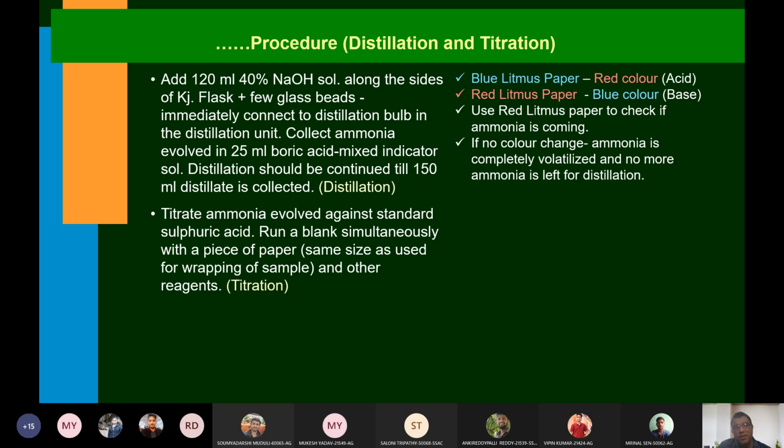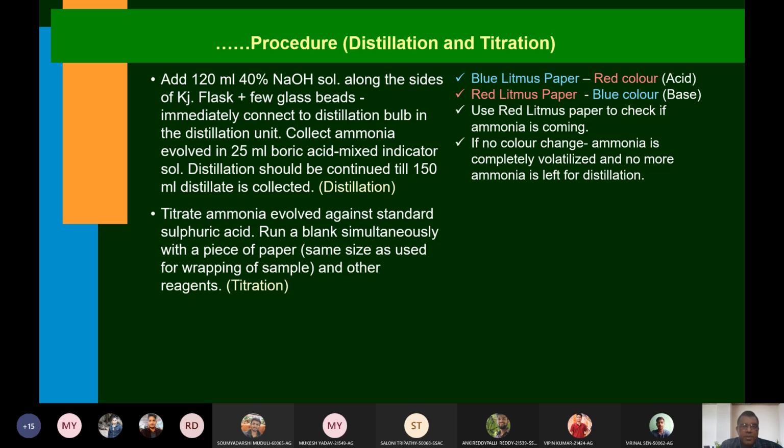Blue litmus paper, in the acid will convert it into red, and base will convert red litmus paper into blue color. So in this case, ammonia is basic in nature. It is a weak base. Ammonia is considered as a weak base. So it is a base. It is alkaline in nature.